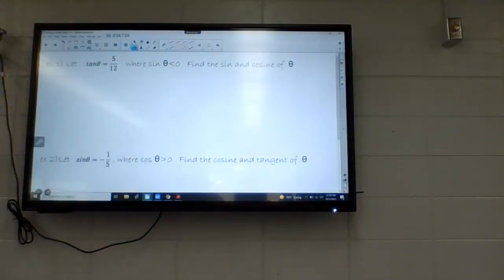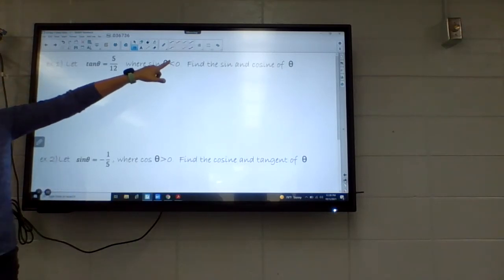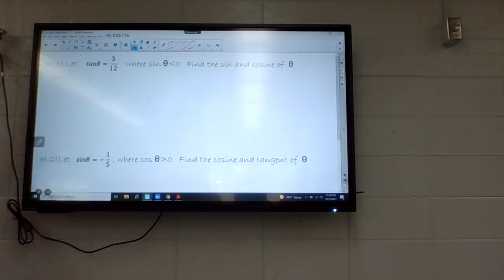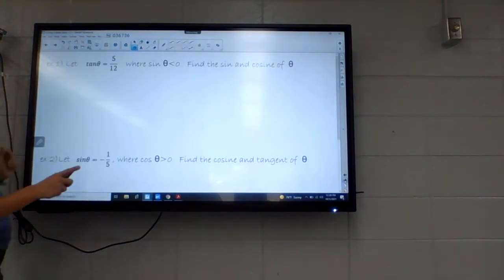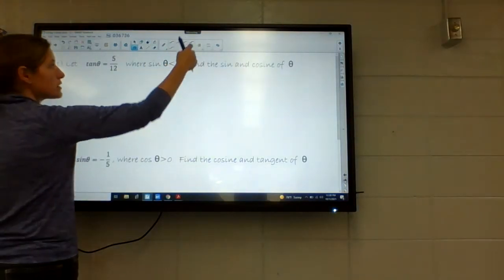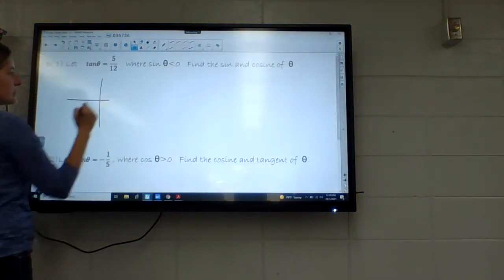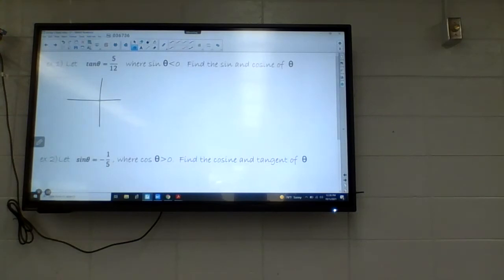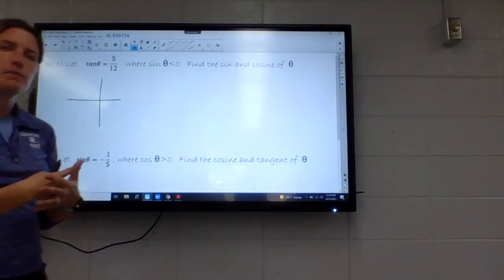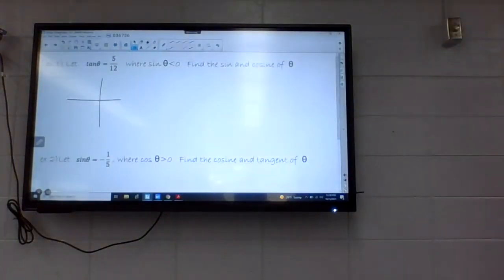So tangent of theta is 5 over 12, where sine of theta is less than 0. They want us to find the sine and cosine of theta. So I'm going to try and draw what I know about it so far. So the question is, do we know which quadrant this is going to be in based off of what we just wrote down?